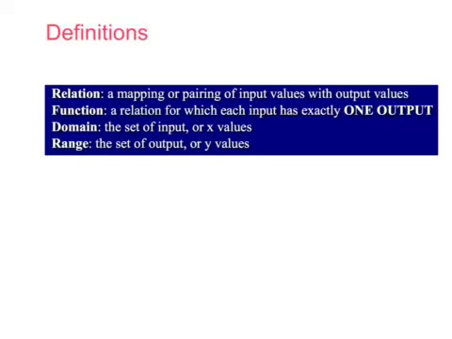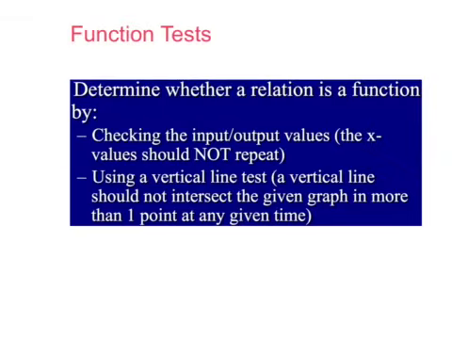The domain is the set of input values or the x values. And the range is the set of output values or y values. In order to determine whether a relation is a function, we are going to use function tests. The first function test is by checking the input/output values. The x values should not be repeated.